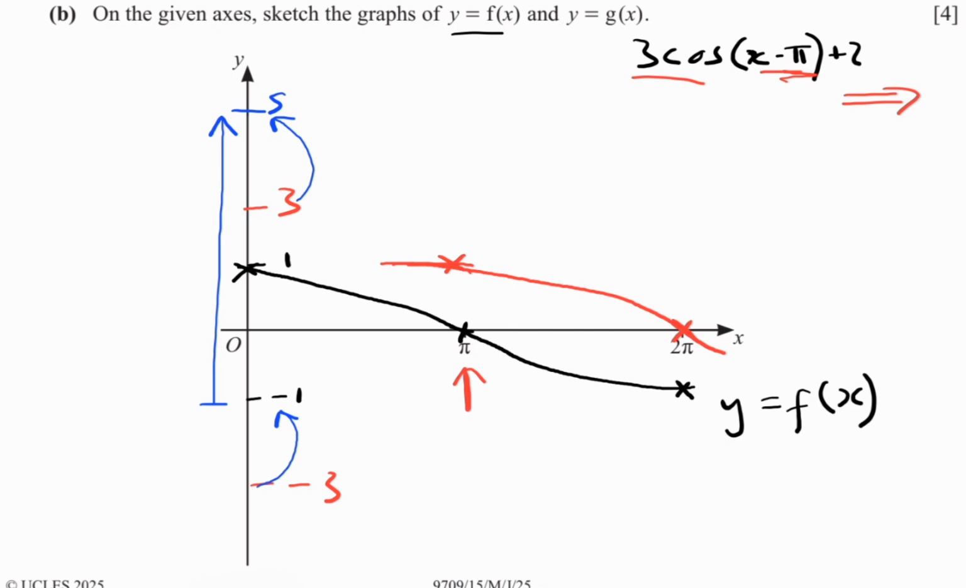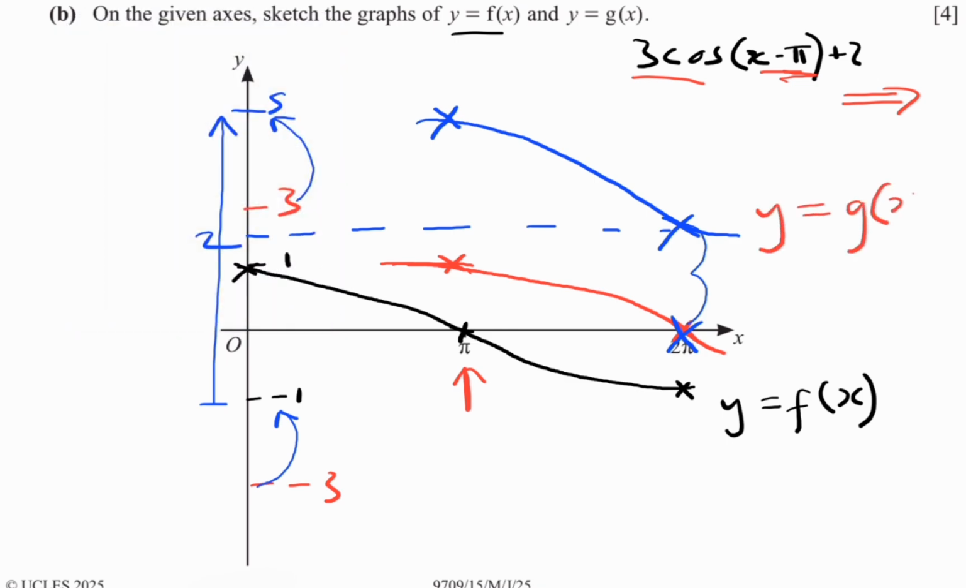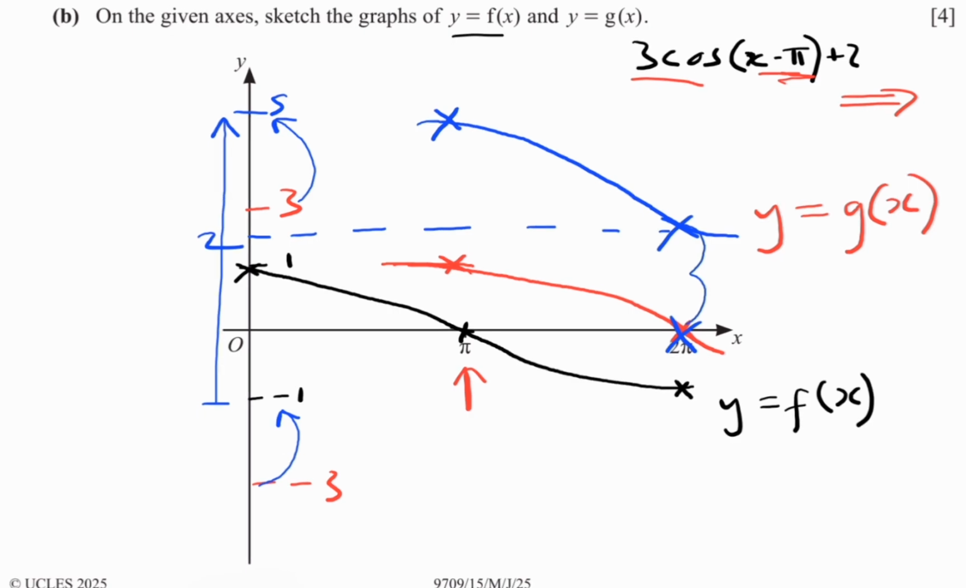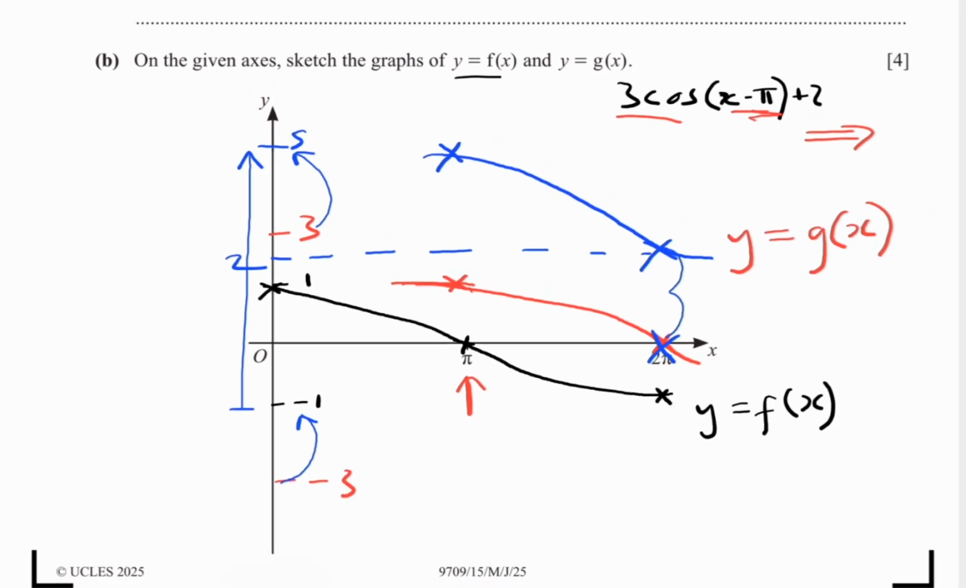So meaning this point right here will be at (pi, 5), and this one, it was here, so 0 times 3, that's 0, plus 2, it's moving 2 units up, right, to 2. So it's now like this, and this will be our graph for y equal to g of x, like that. I hope that was clear. You get your 4 marks.